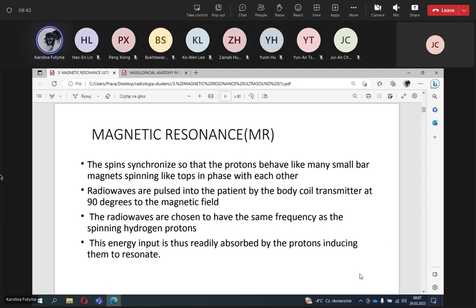The protons behave like many small bar magnets, spinning like tops in phase with each other. Radio waves are pulsed into the patient by the body coil transmitter at 90 degrees to the magnetic field. The radio waves are chosen to have the same frequency as the spinning hydrogen protons. This energy input is thus readily absorbed by the protons, inducing them to resonate.